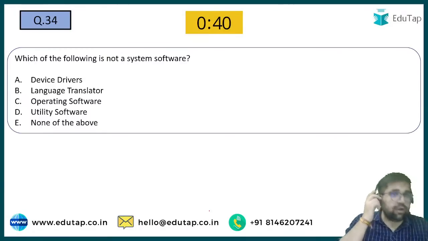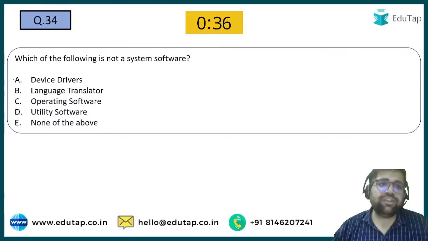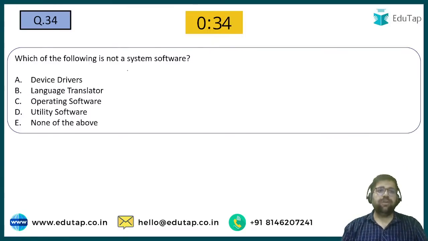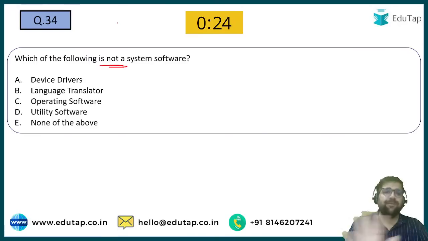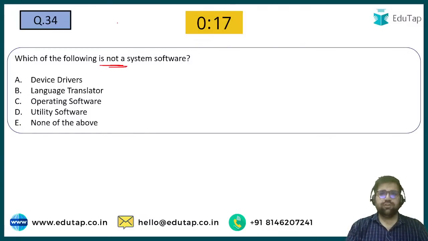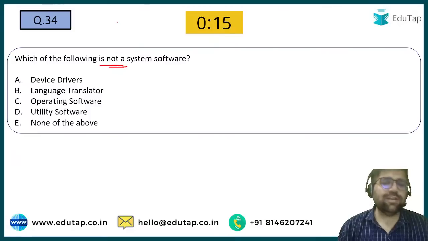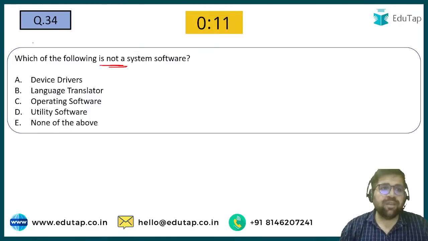Okay. Question number 34. Which of the following is not a system software? Read the word 'not' in the question and reply carefully. Now this is the level of a NABARD question, and you will definitely see this in your class and in your exam as well. And please do let me know whether my speed is okay, whether I'm running too fast or too slow, because I have to address all my audience in the same manner. Okay. Which of the following?